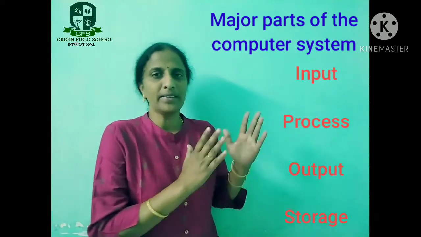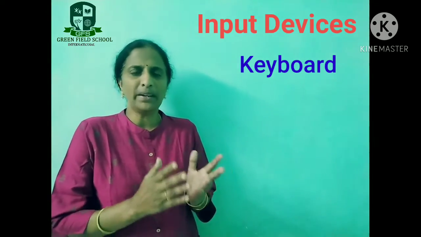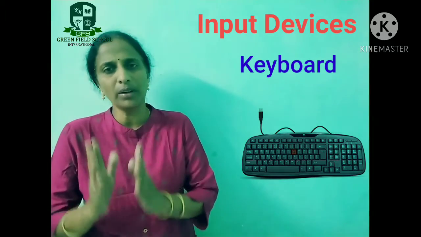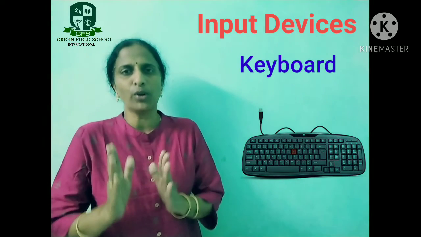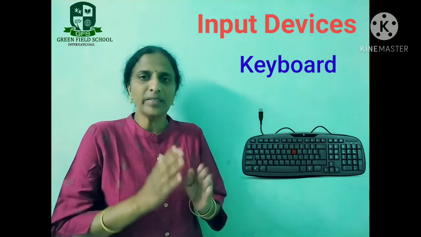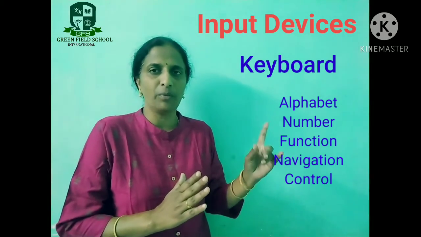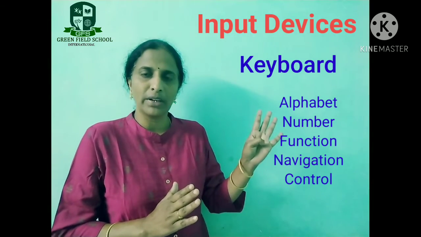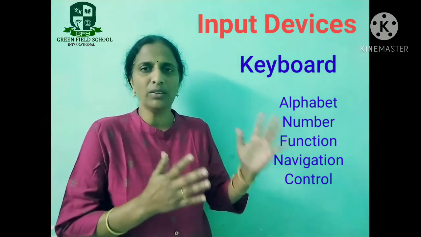Okay, let us start with the major input devices. The first one is the keyboard. By typing information through the keyboard we can give input to the computer. Generally a keyboard has 104 keys, and these keys are divided into 5 types: alphabet keys, number keys, navigation keys, control keys and function keys.